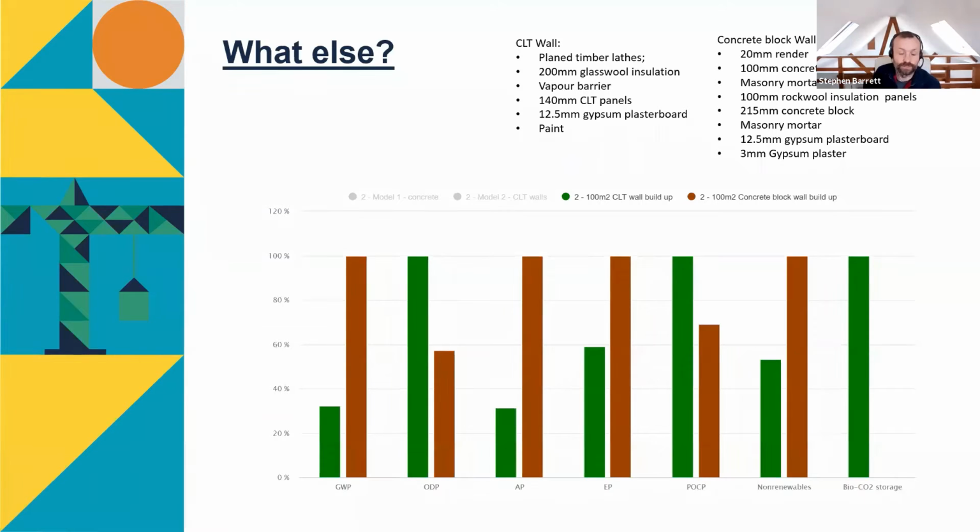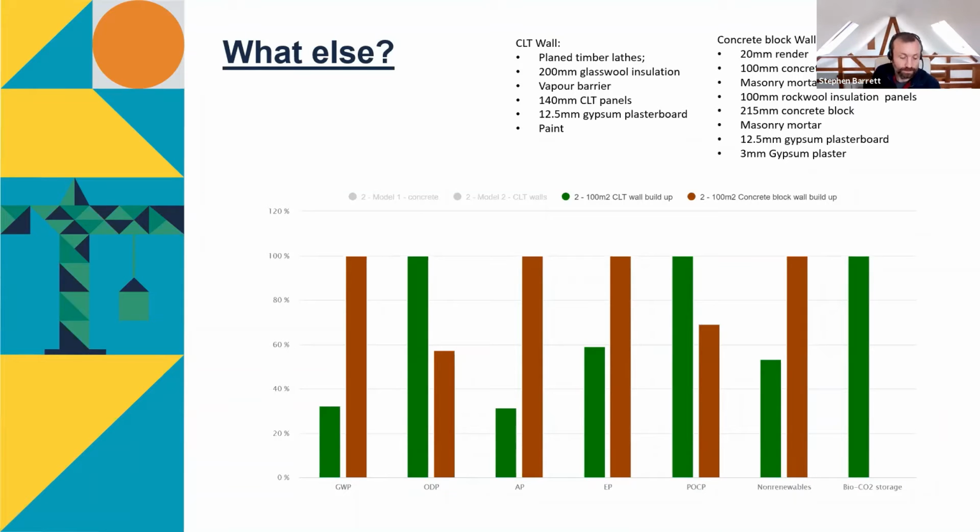This final chart looks at the other indicators we consider when assessing environmental impacts. It shows the performance of an external wall using CLT in green, and the same area using filled cavity concrete blocks in maroon. This one's in percentages, so the worst performing one for each of these categories is shown as 100%, and the other is relative to that. So you can see in the first pair, where it says GWP, global warming potential, this can be reduced by almost 70% by using CLT when compared to a concrete block wall.